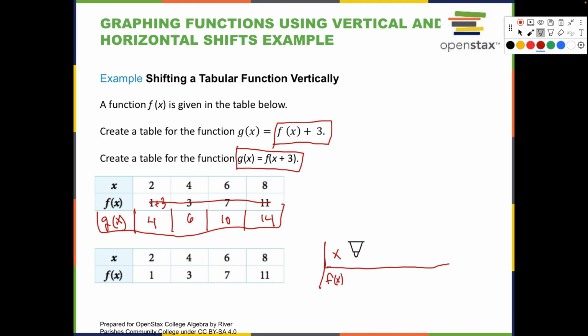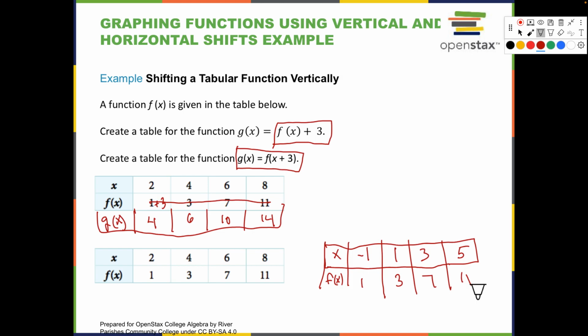So 2 minus 3 is negative 1. 4 minus 3 is positive 1. 6 minus 3 is positive 3. And 8 minus 3 is positive 5. Nothing happened to the y values. They're still 1, 3, 7, and 11. But if you were to graph these two things, you would see that the new graph has shifted to the left 3. Does that make sense?